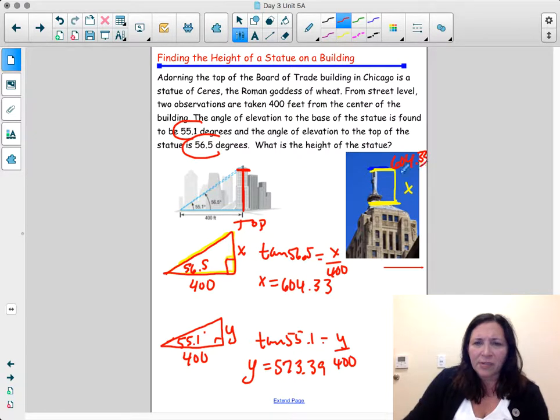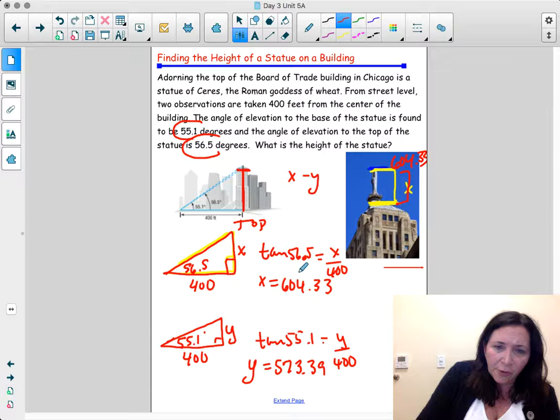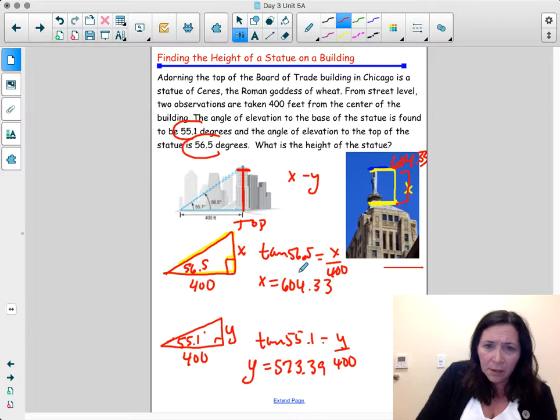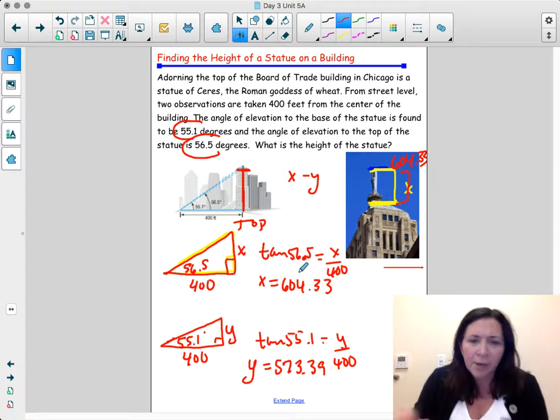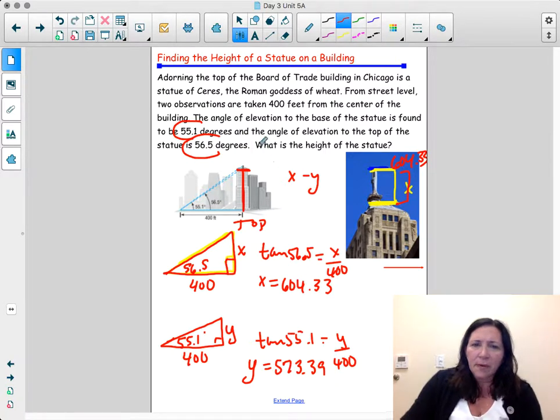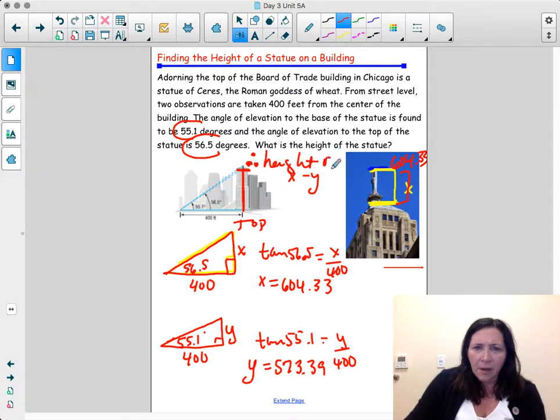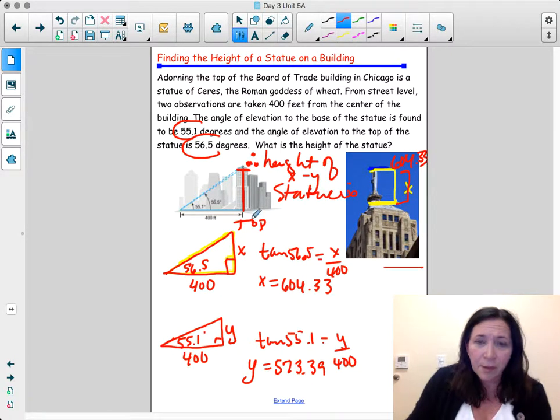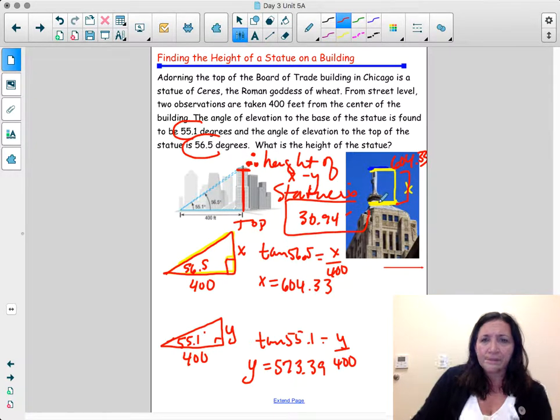And so basically to find this distance in here, you're just going to go X minus Y, tall minus small. So you're just going 604.33 minus 573.39, and you get 30.94. So therefore, the height of the statue is 30.94 feet. Okay, and that's it.